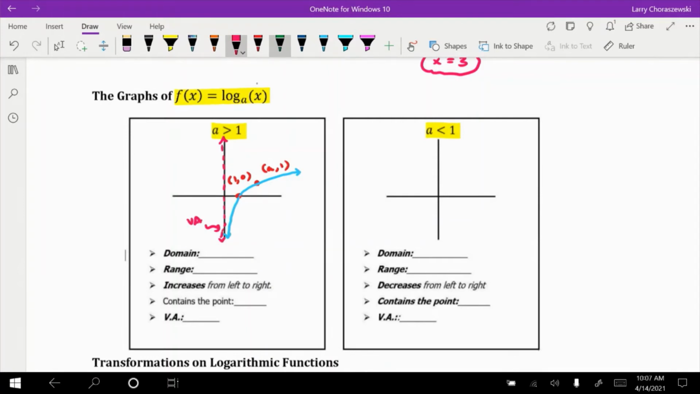And additionally, you may recall the 1-unit gap from exponential functions. There's a similar 1-unit gap with logs, but this time it's in the horizontal direction.